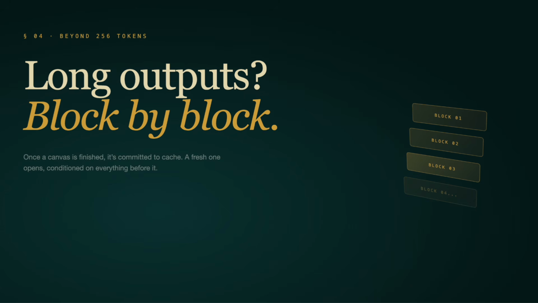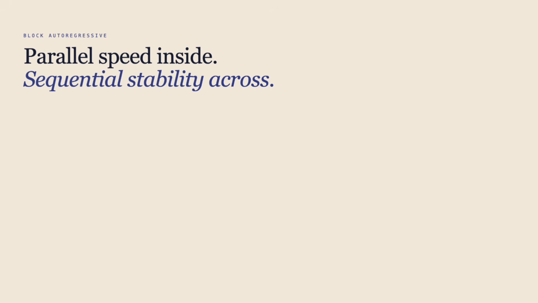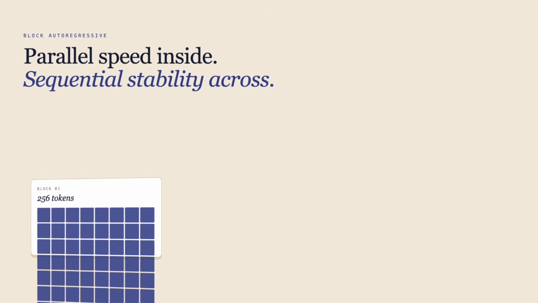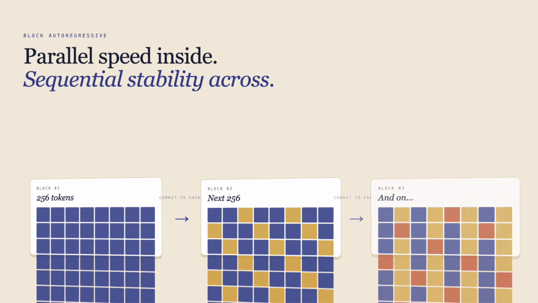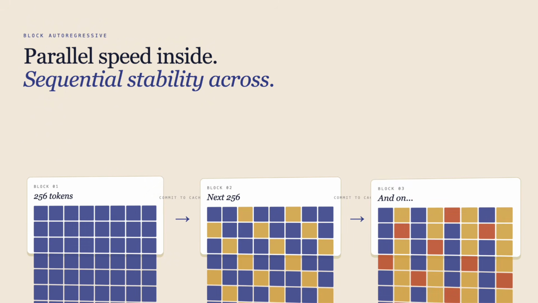And for anything longer than 256 tokens, it works block by block. Once a canvas is fully denoised, the model commits it to the cache, opens a fresh canvas conditioned on everything before it, and keeps going. Google calls this block autoregressive. You get the parallel speed inside each block and the sequential stability of a normal model across blocks.